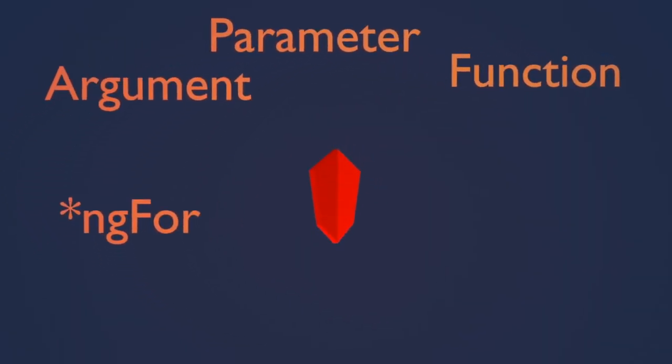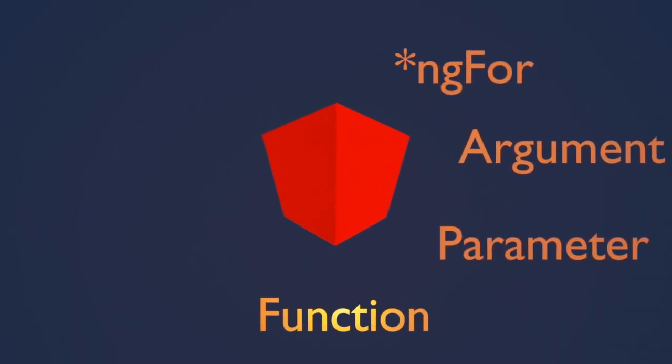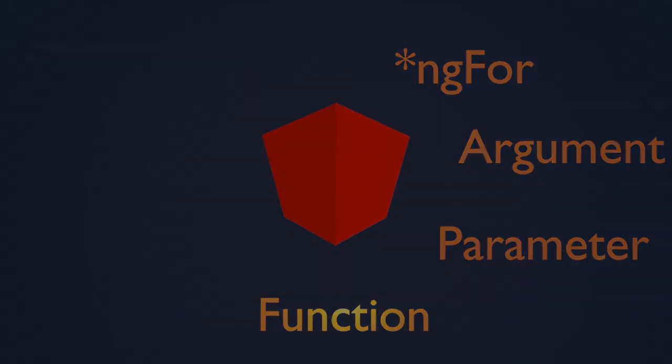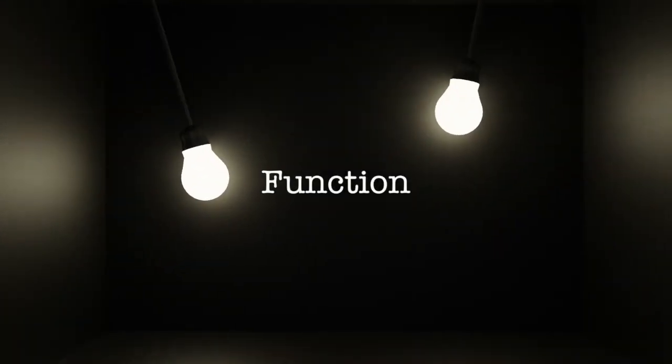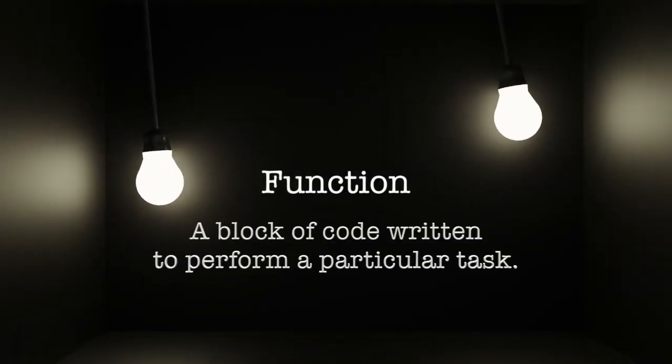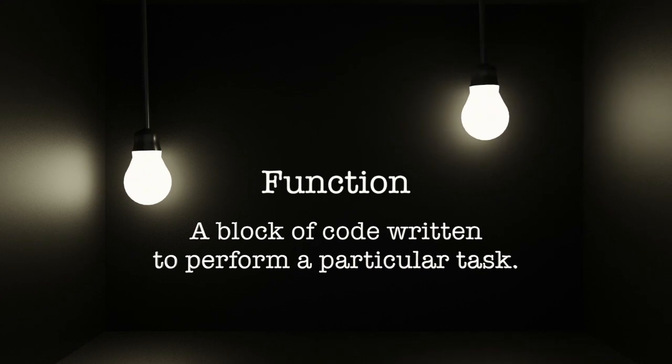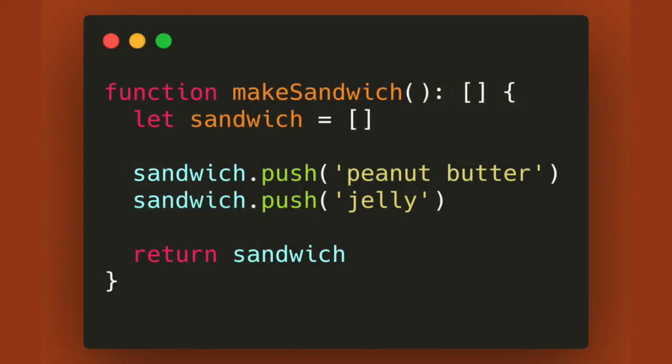In this episode of Angular for the Visual Learner, we will be defining function, parameter, and argument. Let's start with function. The definition of a function is a block of code written to perform a particular task. In this example, our function is making a peanut butter and jelly sandwich.